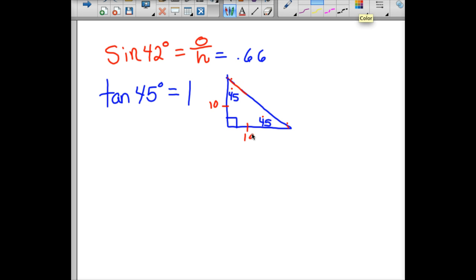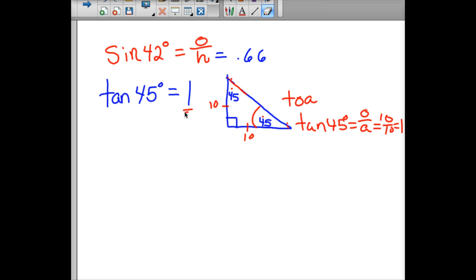So when I'm asking my calculator to do the tangent, TOA, of 45 degrees, I'm asking it to do the opposite over adjacent ratio. And for a 45 degree angle, because it's half a square, these sides would always be the same. That's why my calculator is giving me a 1 for tangent of 45 degrees.